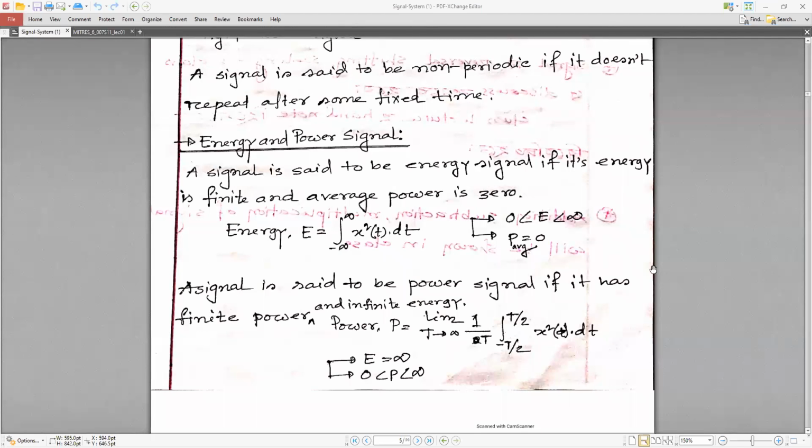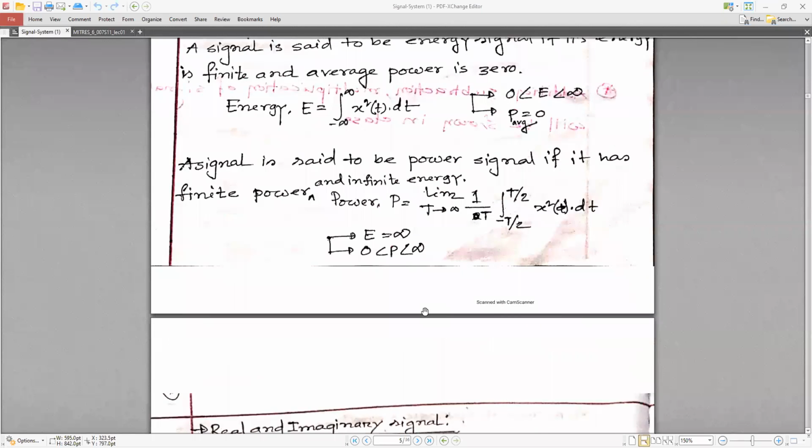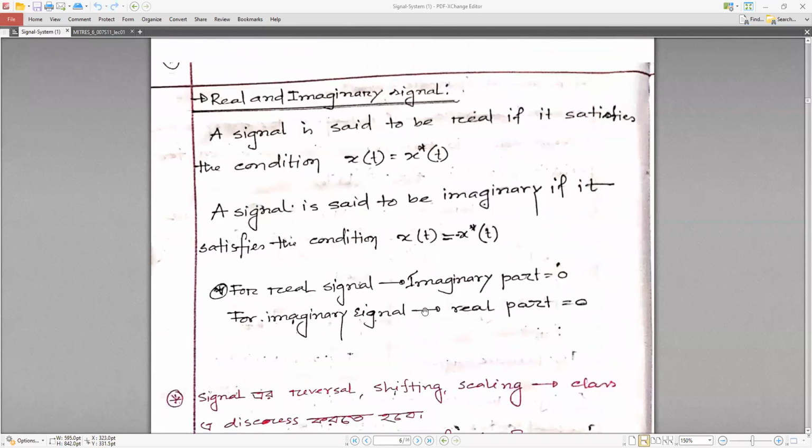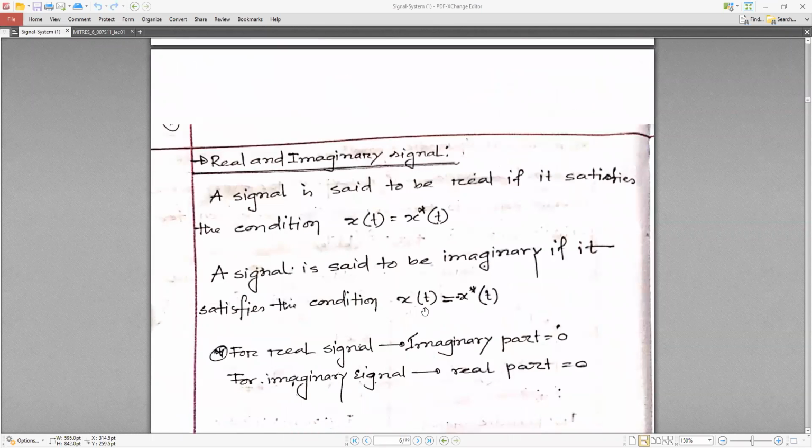Just look, remember the conditions. What are the conditions? Energy signal conditions, and here are the power signal conditions. Equation and conditions, I'll repeat those things again. Today I'll just show you the types of signals. I'll not give you the burden, just types of signals.